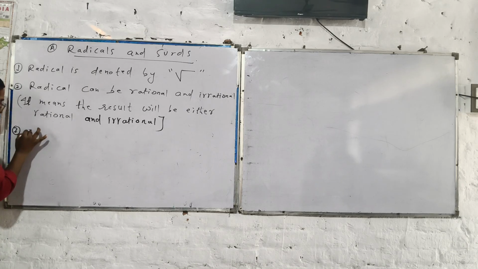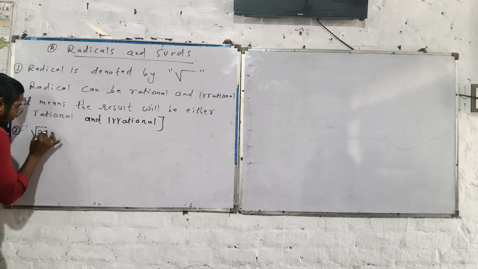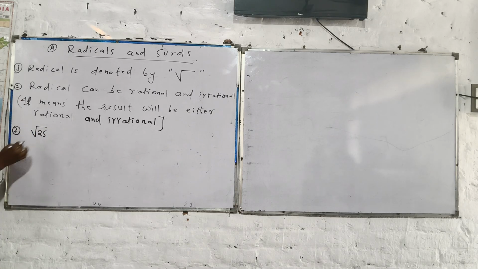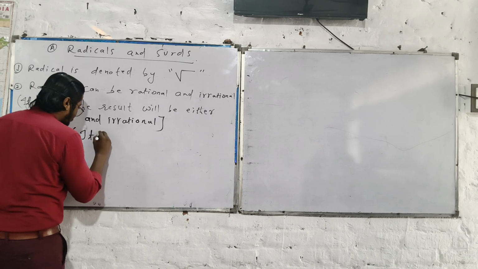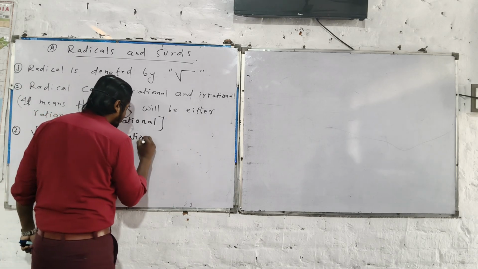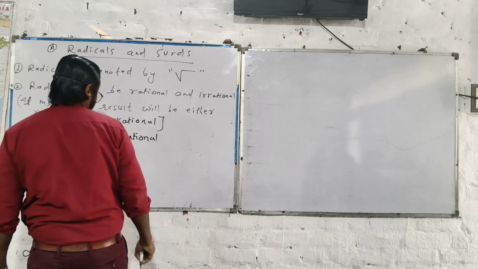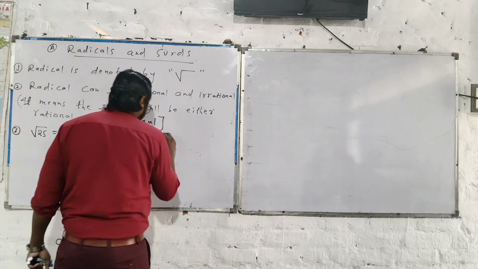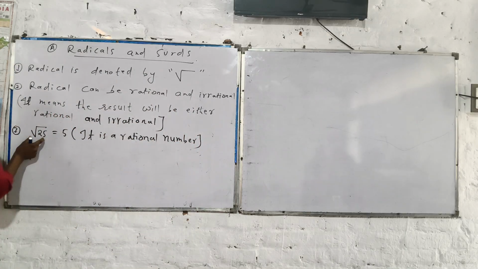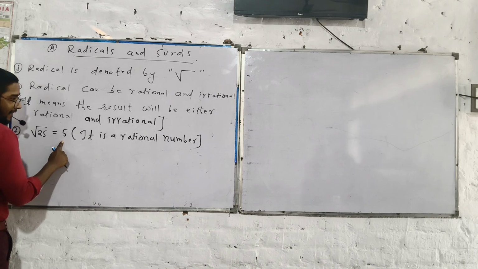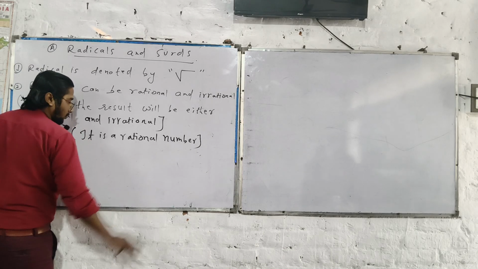Look at the board. For example, if I say square root of 25, what will you get? 5. It is a rational number. So 5 is a rational number. Root 25 is a radical, and the result we get is 5, which is a rational number.